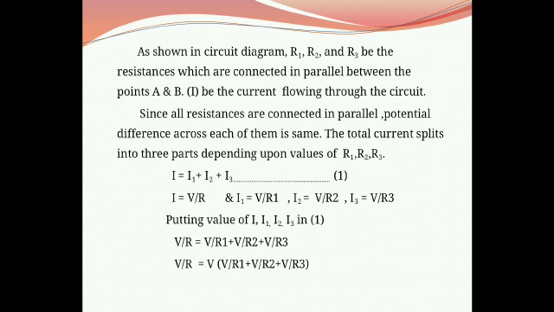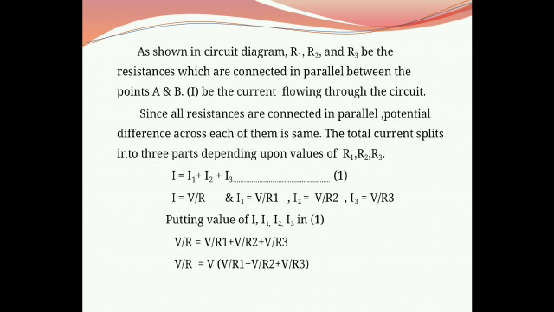Here, as shown in the circuit diagram, R1, R2 and R3 are the resistances which are connected in parallel between points A and B. I is the current flowing through the circuit. Here resistances are connected in parallel. Therefore, the potential difference across each of them is the same.